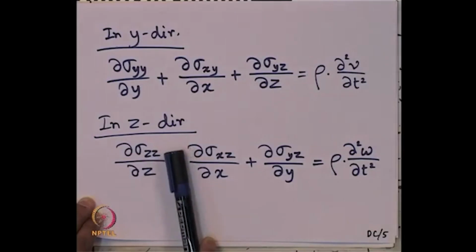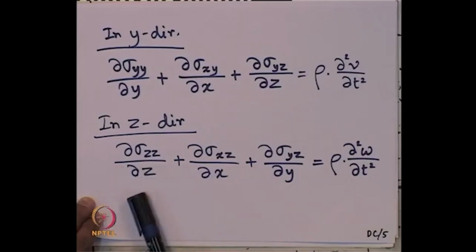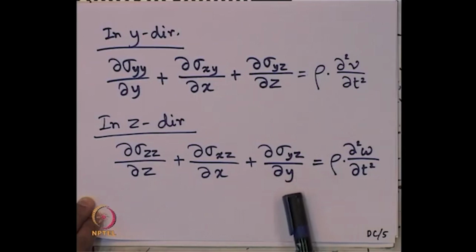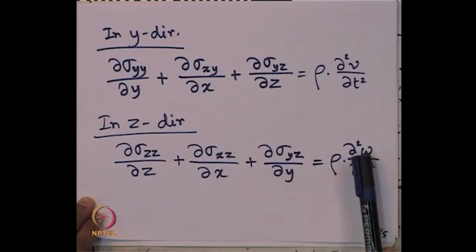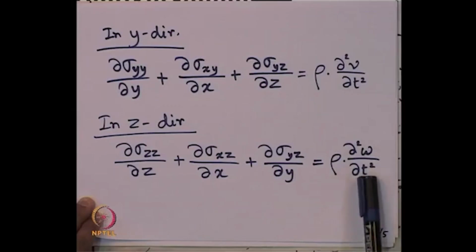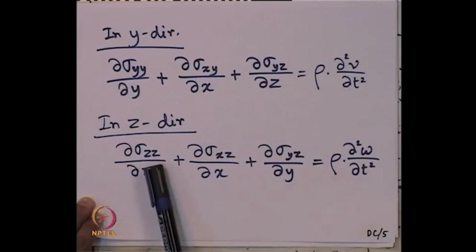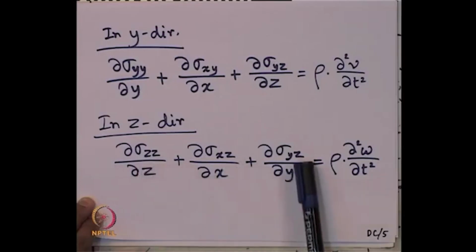Similarly, for z direction, the governing equation of motion of wave propagation is del sigma zz by del z plus del sigma xz by del x plus del sigma yz by del y equals rho times del square w by del t square, where w is the displacement along z direction. Hence, del square w by del t square indicates the acceleration in the z direction. Again, rho is the density of the material, sigma zz is the normal stress along z direction, and sigma xz and sigma yz are shear stresses.